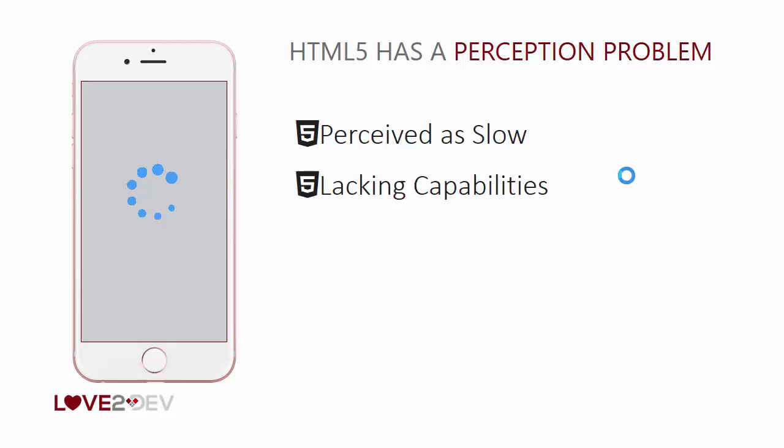Now, the other thing is that the web is perceived to be lacking capabilities. And I find this very unfortunate as I go out and interact with developers. I work with clients. I talk to their developers. I talk to developers at events around the country. And it seems like most web developers don't really know what the web can do. And I find this very unfortunate because the web can do some amazing things.